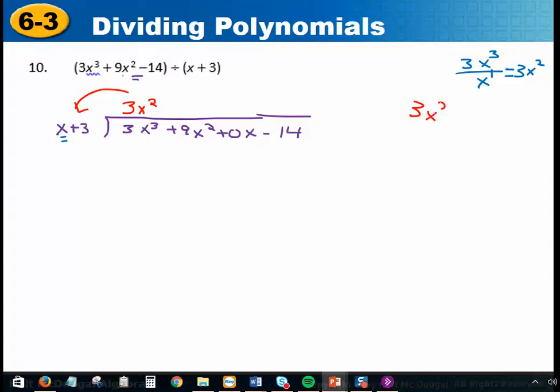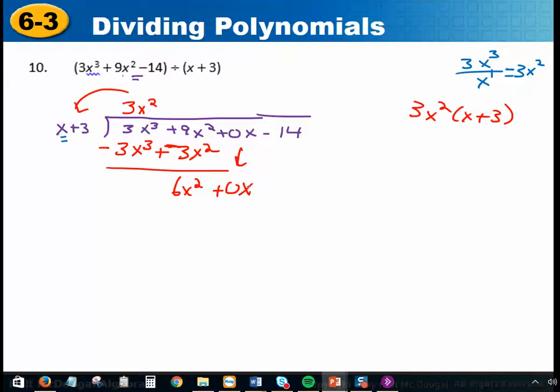So 3x squared times x plus 3 would be 3x cubed plus 3x squared, and then we subtract. So when I subtract, I change both of these signs to the opposite, so they're both going to be negative. And then we add them together, and 9x squared plus negative 3x squared, or minus 3x squared, would be 6x squared, and then you bring down the next term. And then you repeat the process. You say, okay, well, how many times does x go into 6x squared? And then that number will go on top, and then you'll multiply back and write it down below. Then you'll subtract, and then you'll bring down the last term.